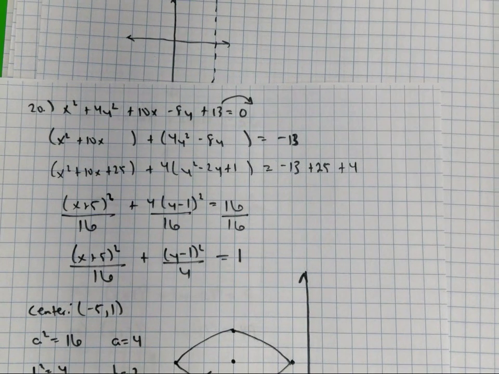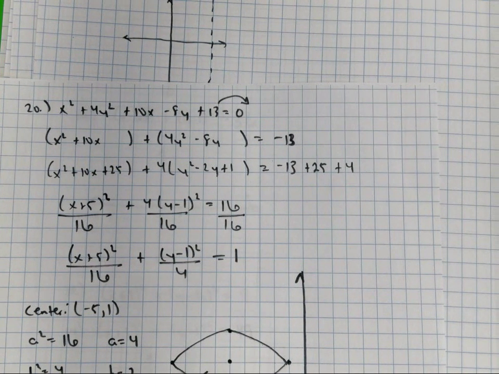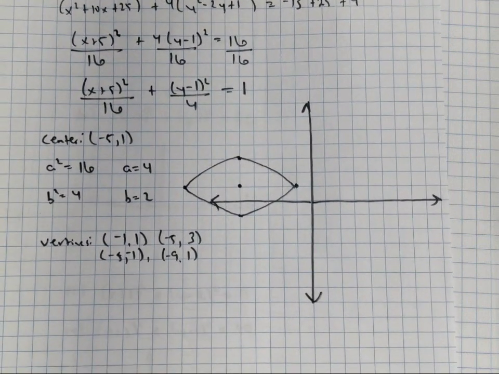Well, I'm almost there, but I don't have it equal to 1. So I've got to divide everything by 16 to get that to be a 1. So I'm left with 4 and a 16 there. So you go from there, you get your center at negative 5, 1. It'll be horizontal because larger numbers are in the denominator.